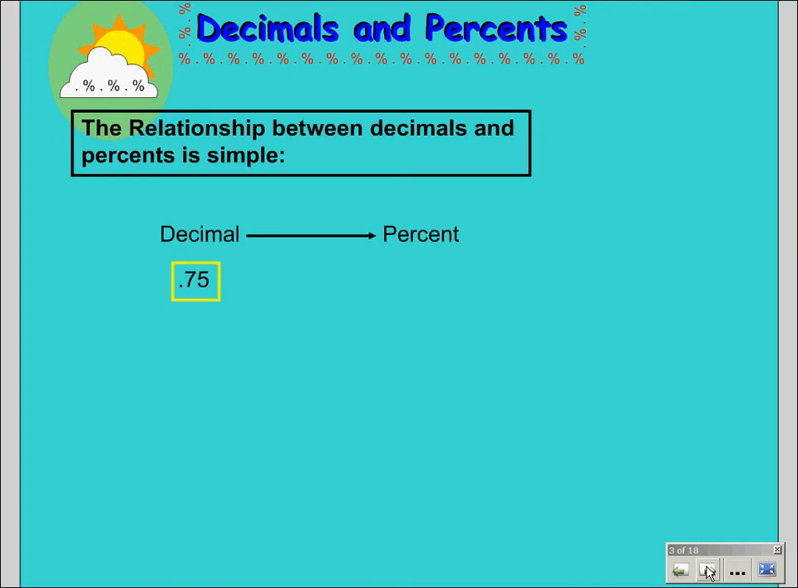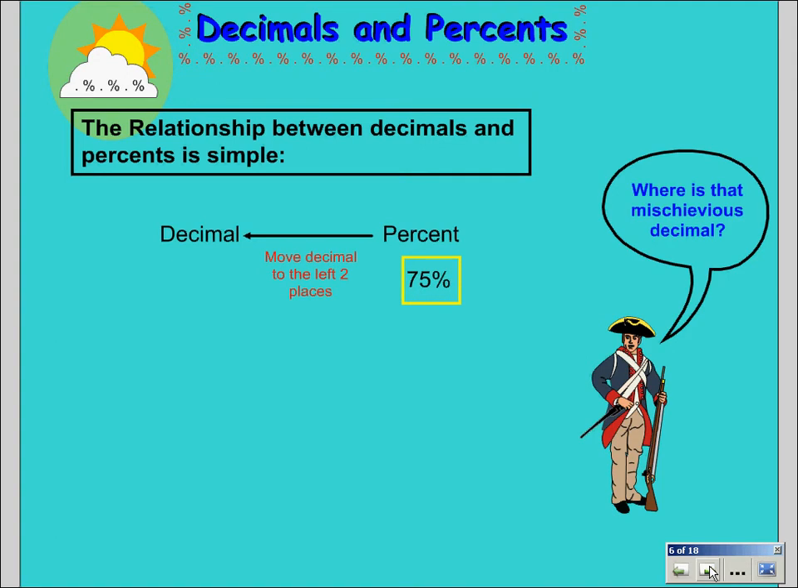If you want to go from a decimal, say 0.75, to a percent, you're going to move your decimal 2 places to the right, moving it from the position on the left of the 7 over 1 time and over a second time. And if we wanted to go in the opposite direction, from a percent to a decimal, we would move our decimal 2 places to the left.